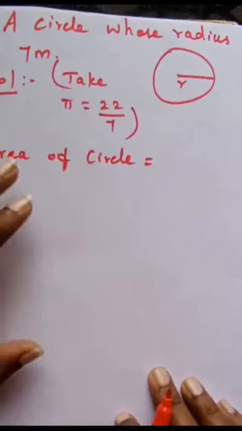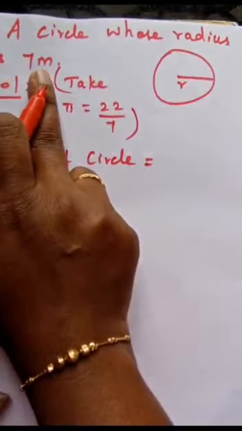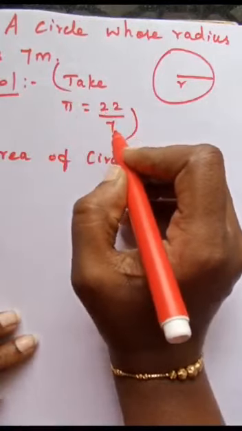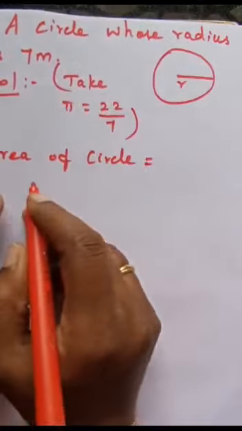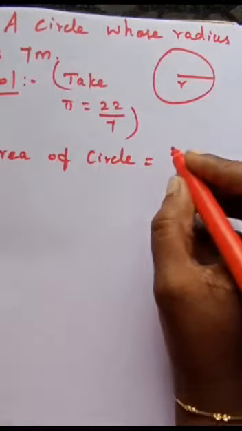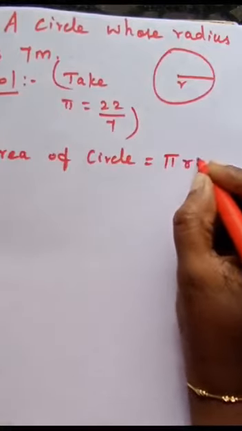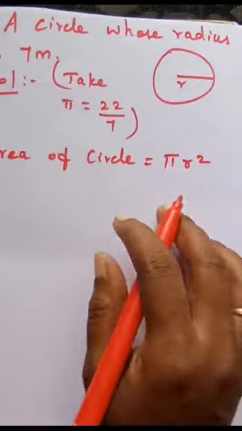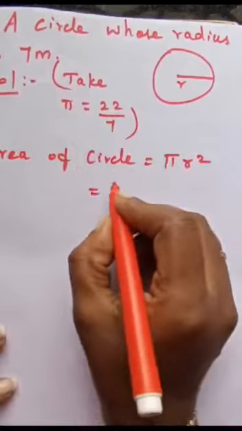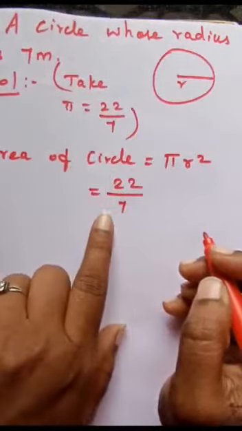We shall continue. That is, a circle whose radius is 7 meter, I repeat, and the pi value has been given as what? 22 by 7, isn't it? And from this we are going to calculate the area of circle. I hope you remember the formula for area of circle, which is pi r square. What is the formula for area of circle? Pi r square. The value of pi which has been given here already, noted down, right, substitute here. Pi value is 22 by 7.